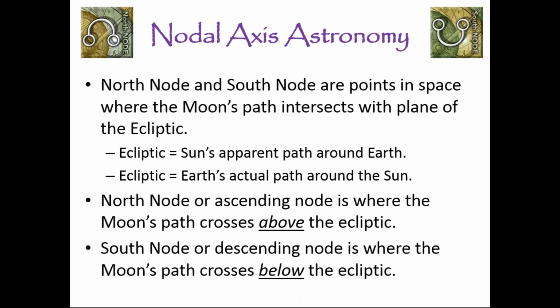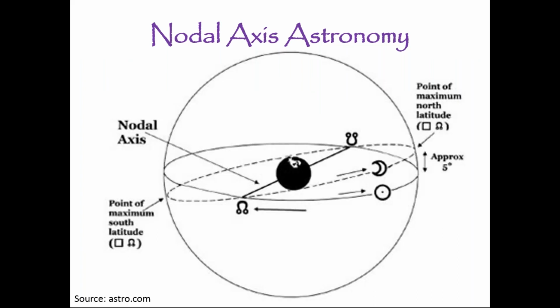So the North Node and South Node are points in space where the moon's path intercepts the plane of the ecliptic. And the ecliptic is the Earth's actual path around the sun, but from our geocentric perspective, it looks as if the sun is going around the Earth. North Node, ascending node, moon's path crosses above the ecliptic. South Node, descending node, moon's path is crossing below the ecliptic.